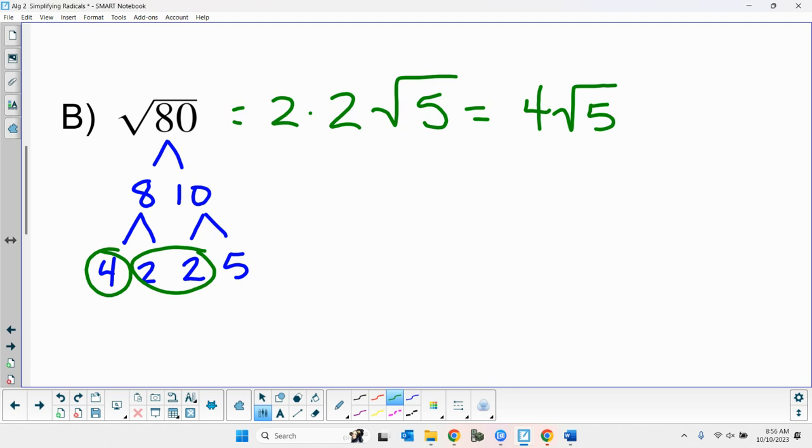Now, Cole went 8 times 10. Here's how I would have done it. Just to show you. I know 16 times 5 is 80. And I know the square root of 16 is what? 4. So I would have stopped there. My 4 would come out and my 5's left. Again, it doesn't matter how you start your factor tree. I always like to try to think about perfect squares that go in there, right, James? Stay with me.